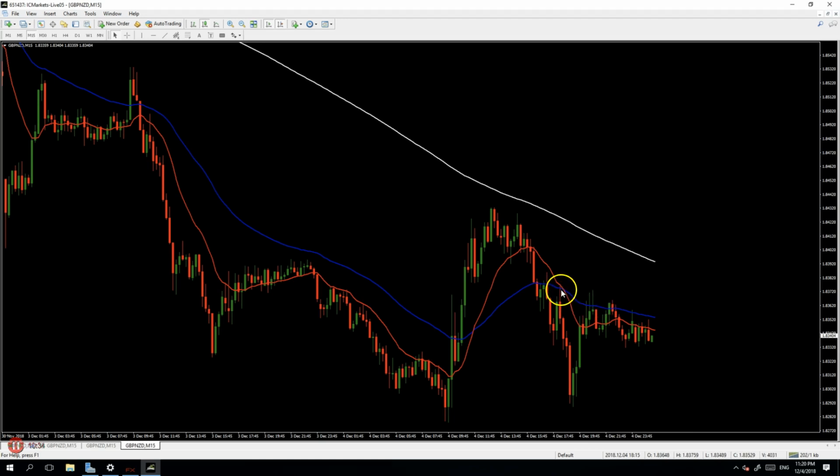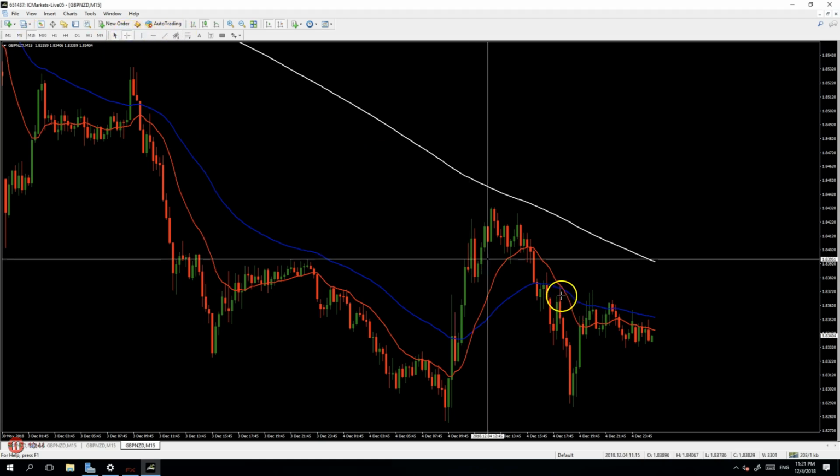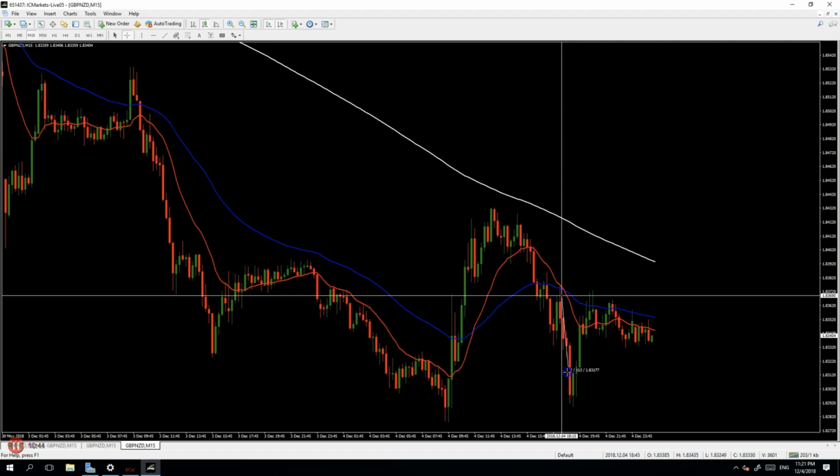Now the cross here came here, you can see the rejection here, and all the way down, and I actually made these pips only from this move here, believe it or not, just this move here. That was it.